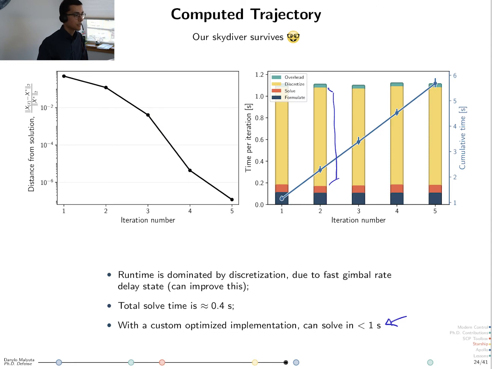Here's the convergence history. The algorithm is really quick at converging for this. Just 5 iterations and you're done. The solution time, because this was not particularly optimized for speed, is dominated by the discretization. In the past work that we've done, we have reason to say that this can be shrunk by a lot, 10 times or more. So we could argue that SCP can solve the Starship problem in probably less than 1 second.